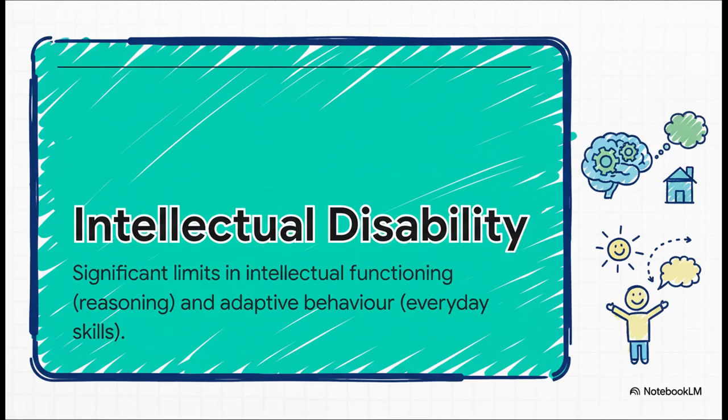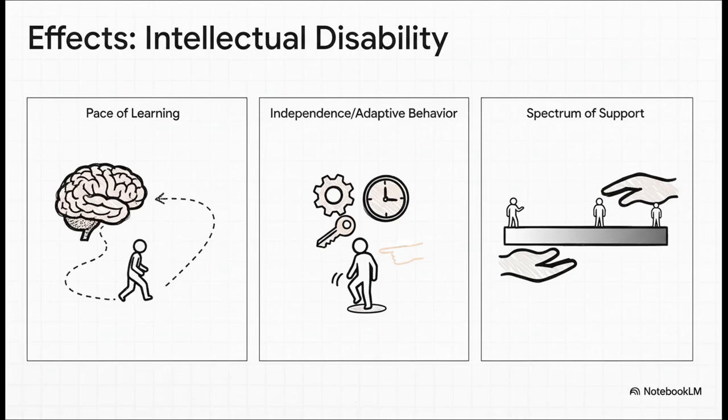For a diagnosis, there have to be significant limitations in two areas: intellectual functioning, things like reasoning and problem solving, and adaptive behavior. Adaptive behavior is just a term for all the skills we use to get through our day, socially and practically. So what does that look like in real life? Well, it can affect how quickly someone learns or their ability to live on their own. But the most important takeaway here is that it's a huge spectrum. The support someone might need can range all the way from mild to profound. It's definitely not a one-size-fits-all situation.